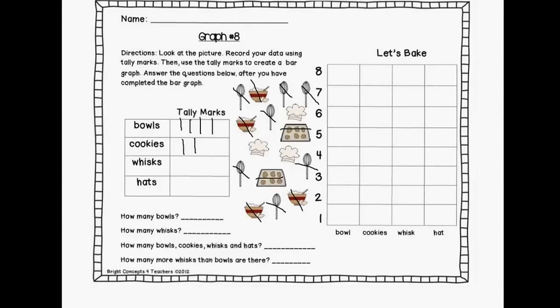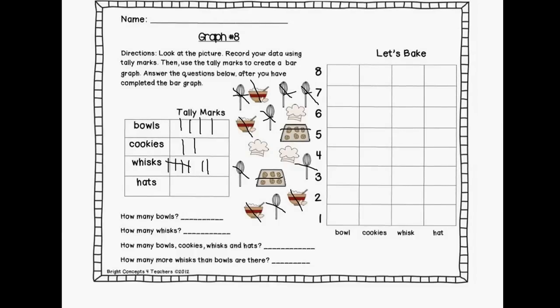I want to keep my tally marks nice and neat and close together. 1, 2, 3, 4, 5, 6, 7. Going to double check. 1, 2, 3, 4, 5, 6, 7. Good. There were 7 whisks and 7 tally marks. And the last one is hats. How many chef hats did I have? I had 1, 2, 3. So I'm going to put 3 tally marks.